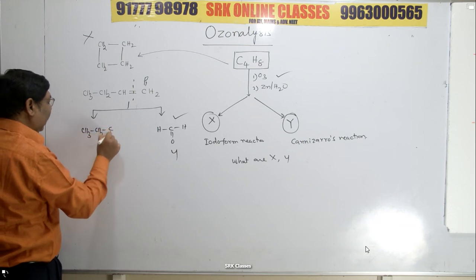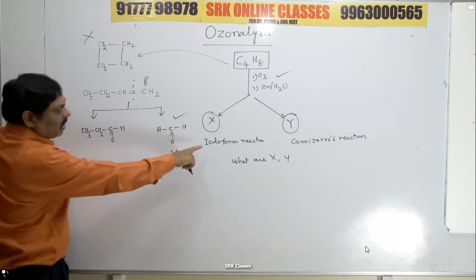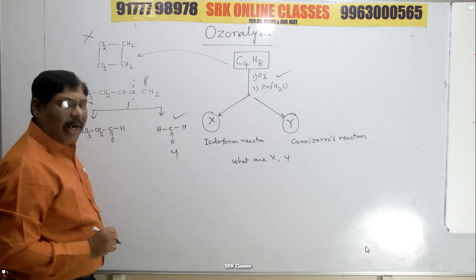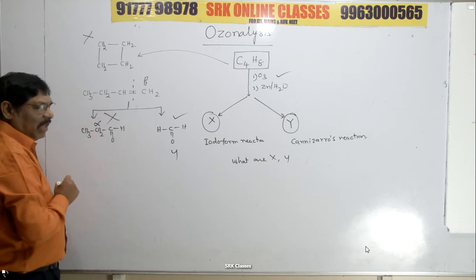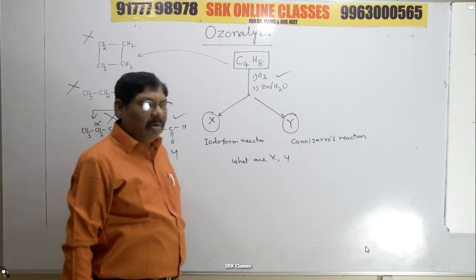Propanaldehyde. Look here, propanaldehyde. But it does not undergo the iodoform reaction. An alpha methyl group is a basic requirement for the iodoform reaction. There is no alpha methyl. Therefore, the iodoform reaction is not possible. Therefore, even the second structure is also wrong.